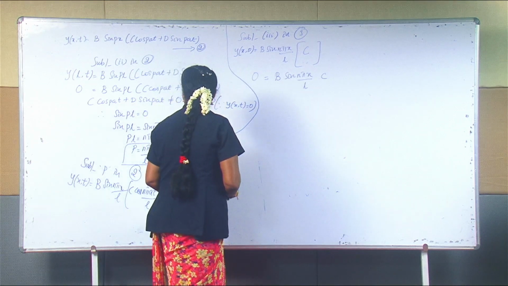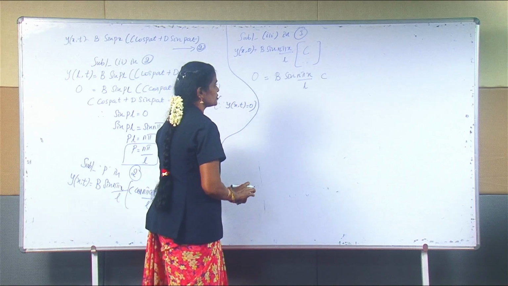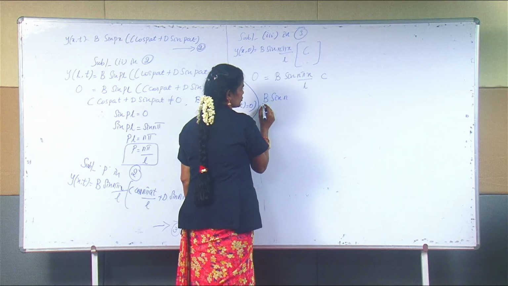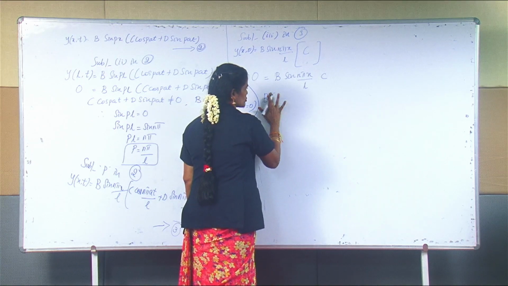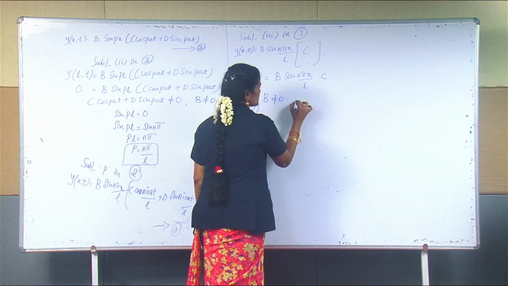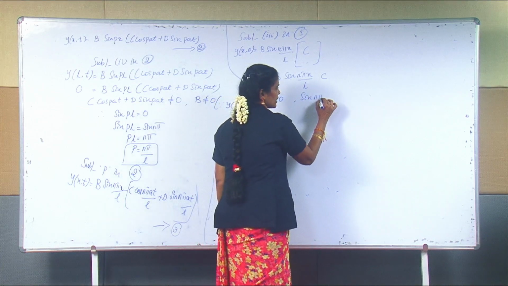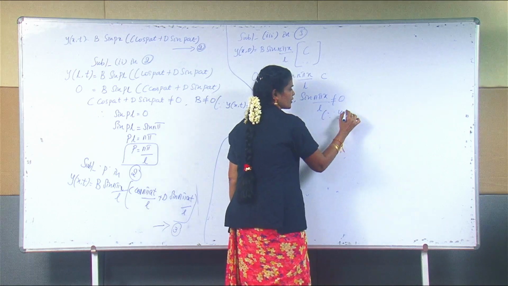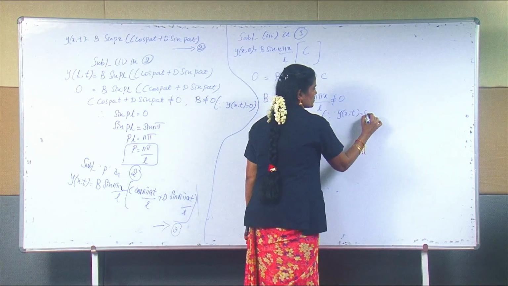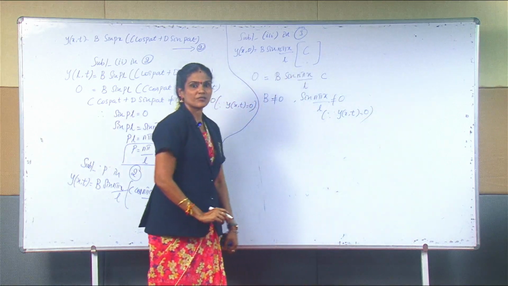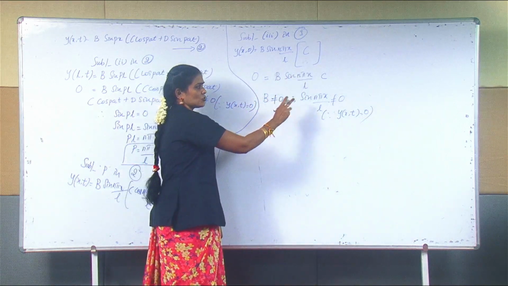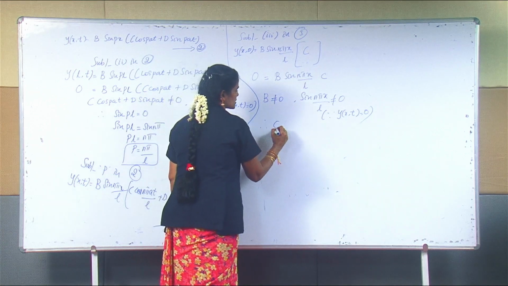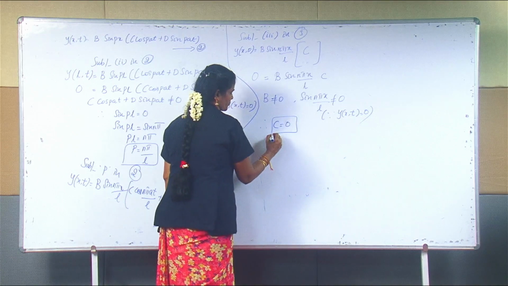Already b into sin n pi x by L is in multiplication. So your b sin n pi x by L value is not equal to 0. So b value is not equal to 0 and sin n pi x by L value is not equal to 0, because if y of x comma t tends to 0, your correct solution becomes a trivial solution. Therefore b not equal to 0 and sin n pi x by L is not equal to 0. So only one possibility is c should be 0.